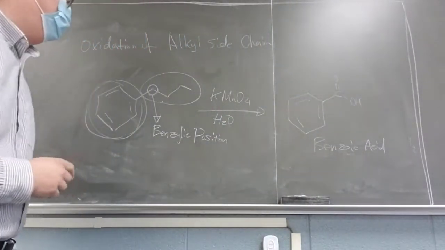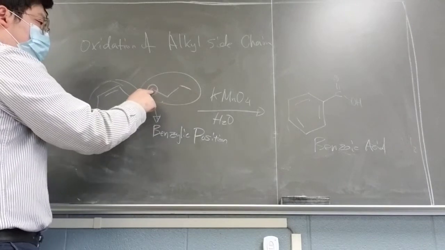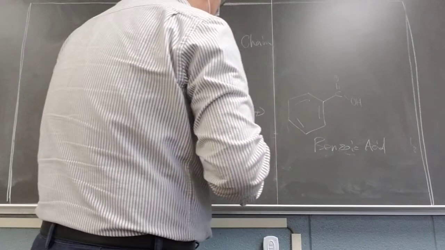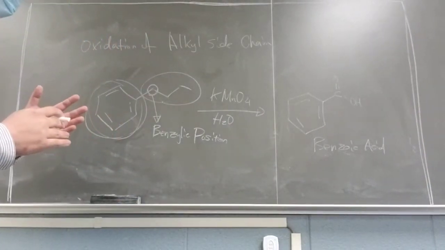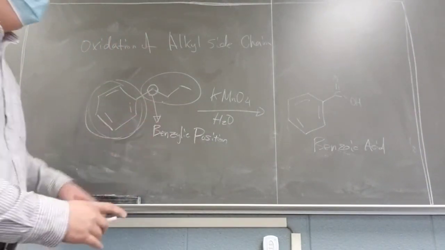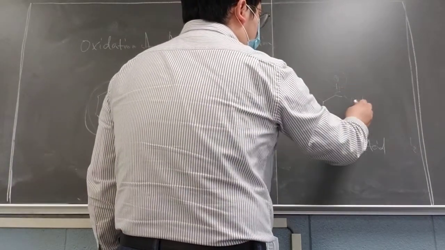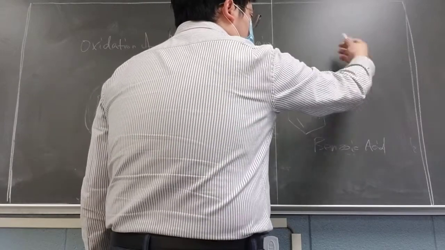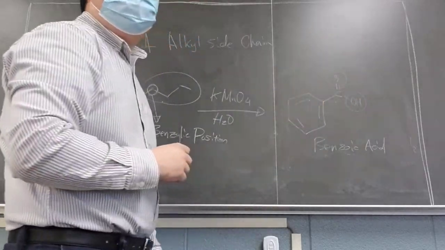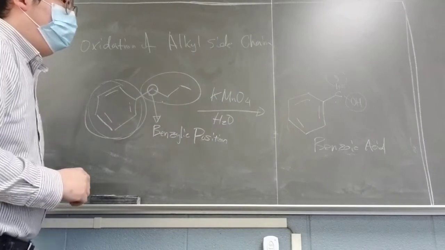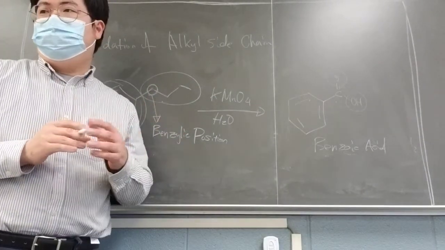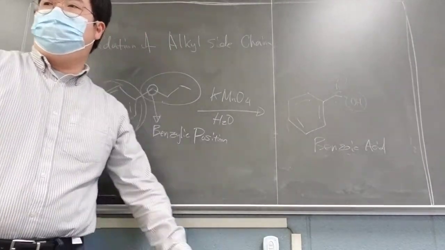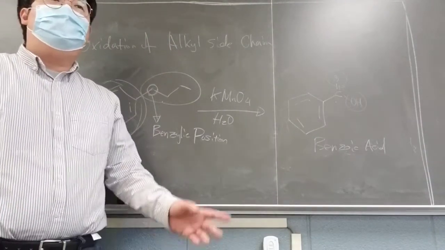Always the benzylic position, not here, here, here, but just here. Okay, so this is a really good example of oxidizing the alkyl parts of your compounds, just making a carboxyl group on the benzylic position of your aromatic compound. You see this is very oxidized on the alkyl side of the compound.